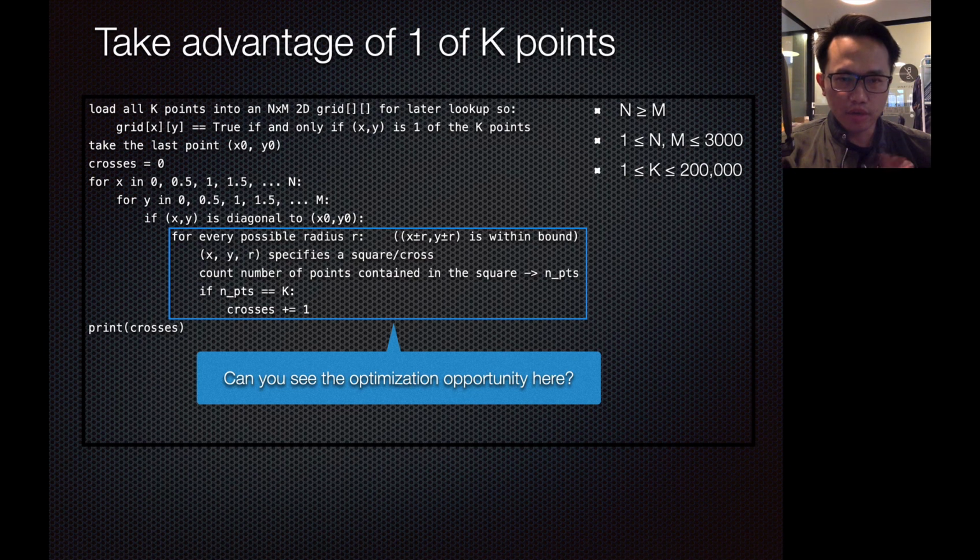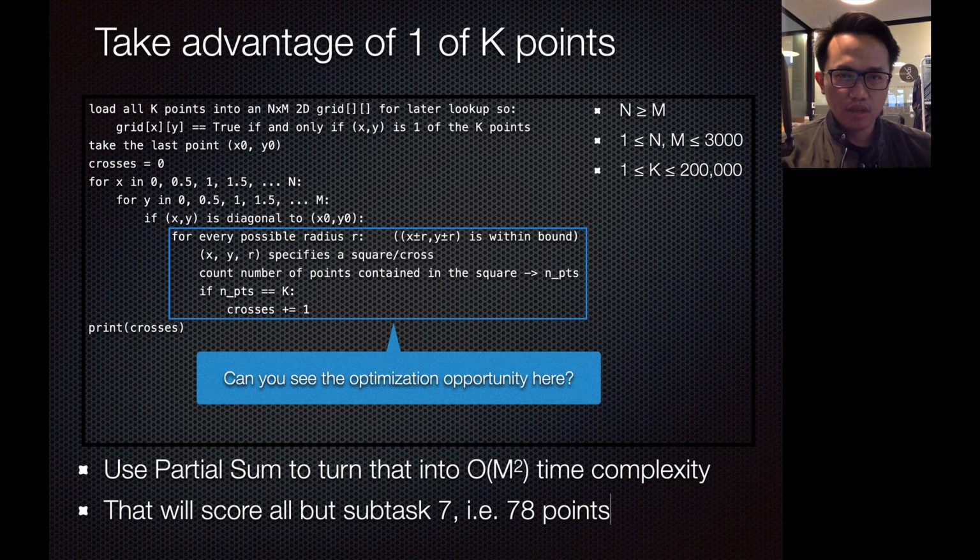But now let's look at this part. Let's hit pause and look at this part of the code and see if you can spot some optimization opportunity here. We can do better than order of m cubed. So can you see the redundancy? You can use partial sum to turn that order of m cubed solution into order of m squared. And this will score all of the subtasks except for subtask 7. That means you're going to score 78 points in the hardest ever problem in the junior final event of HKOI.